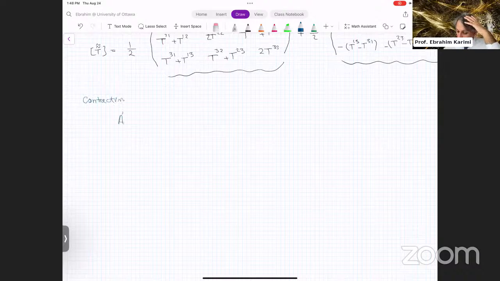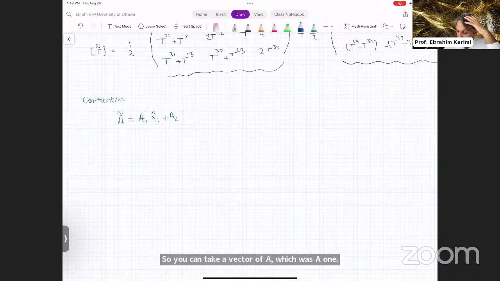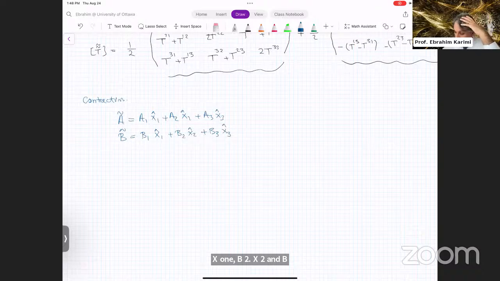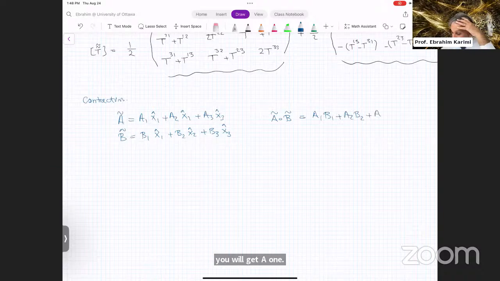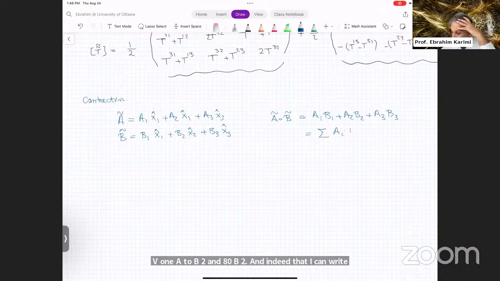So you can take a vector A, which was a1 x1, a2 x2, plus a3 x3, and then you can take another vector B, which was b1 x1, b2 x2, and b3 x3. And you can introduce A dot B, assuming that x1, x2, and x3 are mutually orthogonal to each other, not necessarily at a right angle, but anyway, what you will get is a1 b1, a2 b2, and a3 b3. And indeed, I can write it as ai bi.